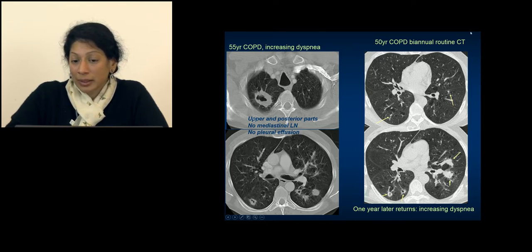Another patient who had regular biannual routine CTs due to COPD, he had these small nodules which had been reported as unspecified small nodules, but not really. He had also no symptoms at the time, but then he came back a year later and asked for a CT earlier because he had increasing dyspnea, and then these same nodules that we see here had changed into these small cavities, and this was a mycobacterial infection.